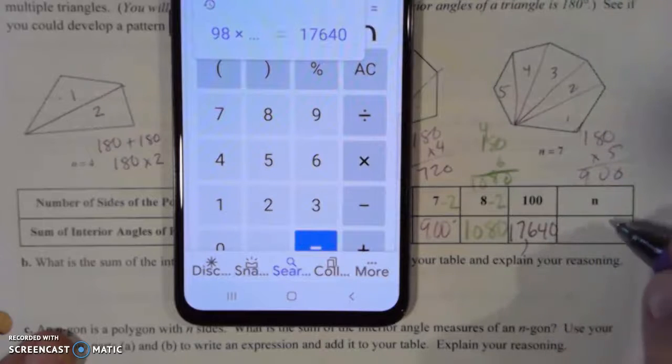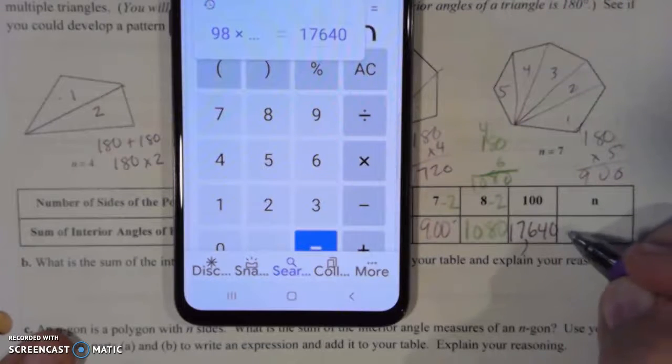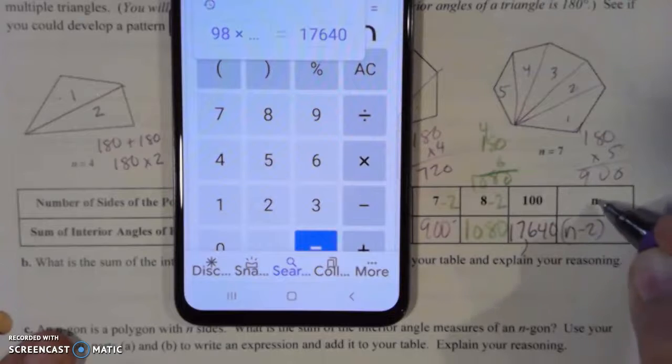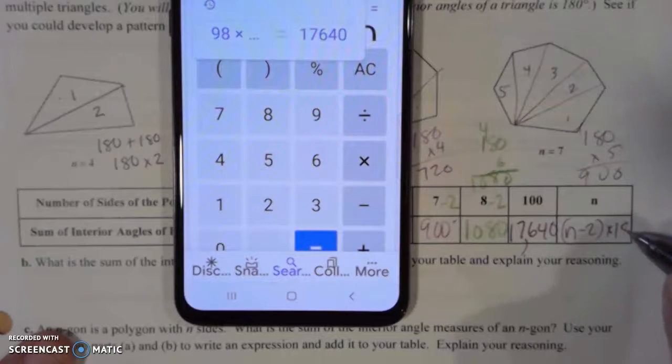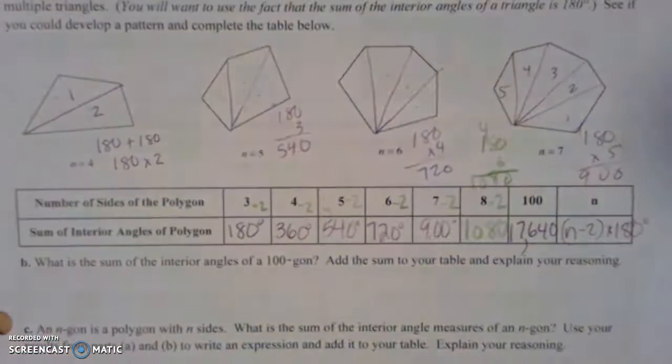17,640 degrees. So the sum of the interior angles is n minus 2, whatever the number of angles is, times 180. That's the formula we're going to use.